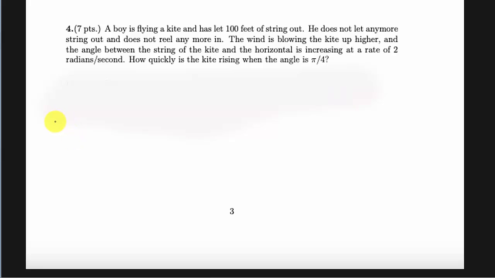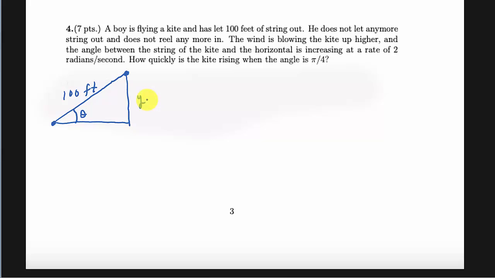All right, so he's standing here. He's got a kite. He's got 100 feet of string out. The kite's up here. And this is the angle theta, and we'll call that y.